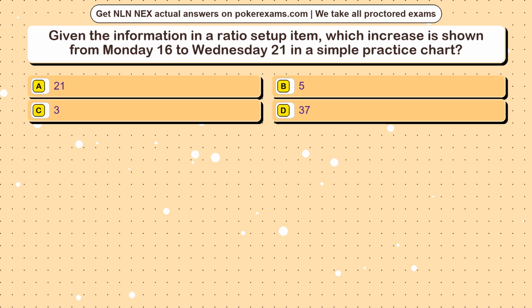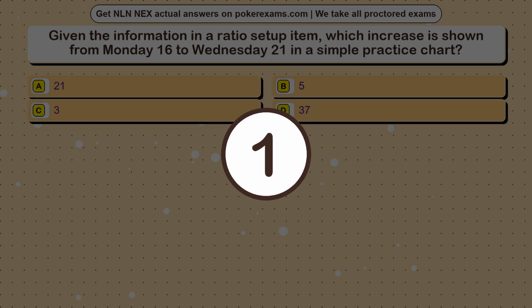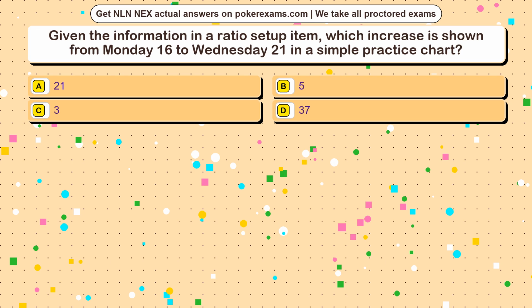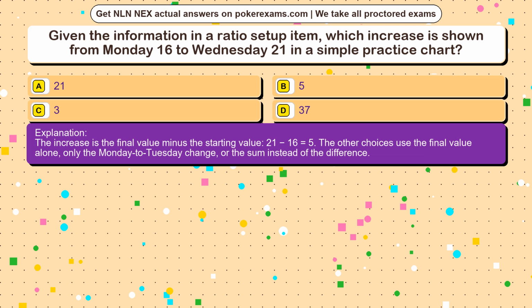Question 6. Given the information in a ratio setup item, which increase is shown from Monday 16 to Wednesday 21 in a simple practice chart? Option A, 21. Option B, 5. Option C, 3. Option D, 37. The correct answer is option B. The increase is the final value minus the starting value, 21 minus 16 equals 5. The other choices use the final value alone, only the Monday to Tuesday change, or the sum instead of the difference.